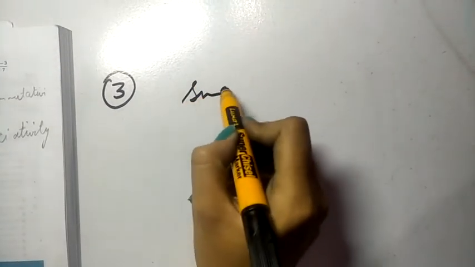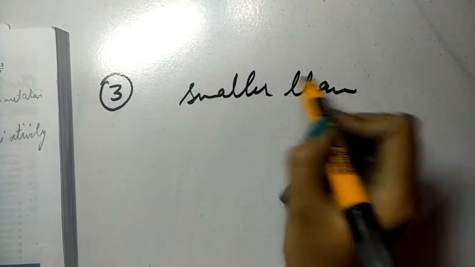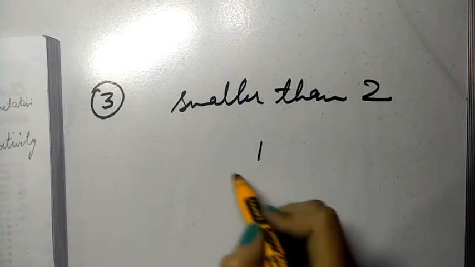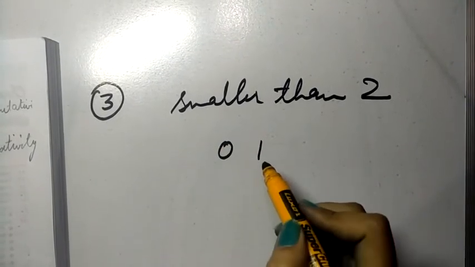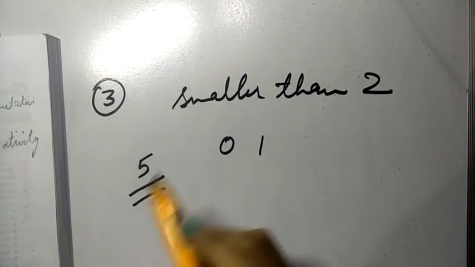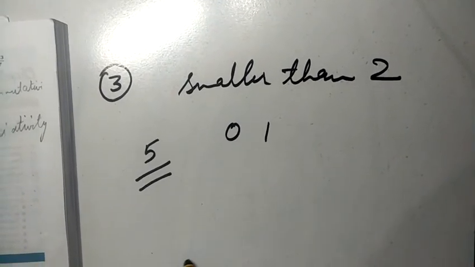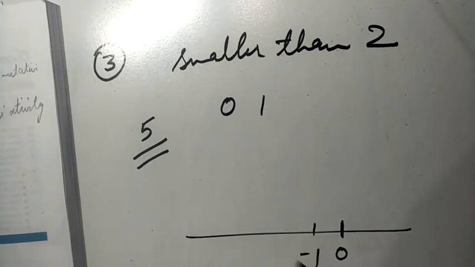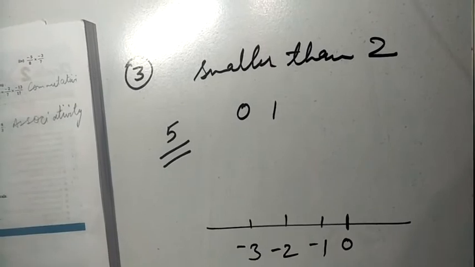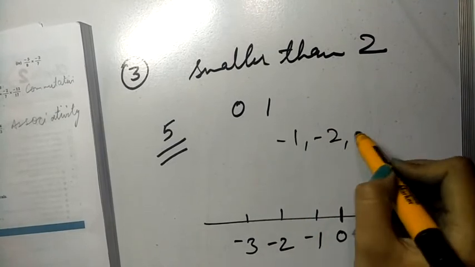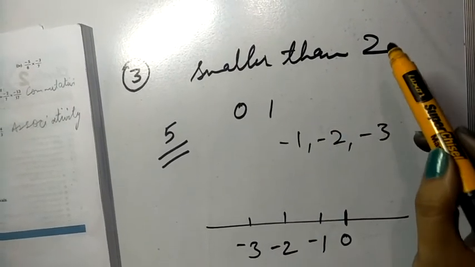Here is the third question. Write 5 rational numbers which are smaller than 2. It means they want numbers smaller than 2. Easily you can answer that 1 and 0 are smaller than 2. But we have to write rational numbers, and they are asking for 5 numbers. So we can write any negative number, as you have studied on the number line. Here is 0, so -1, -2, -3, and negative numbers are also smaller than 2.